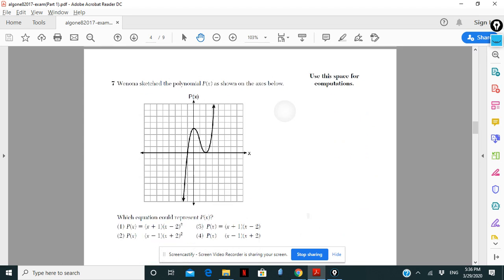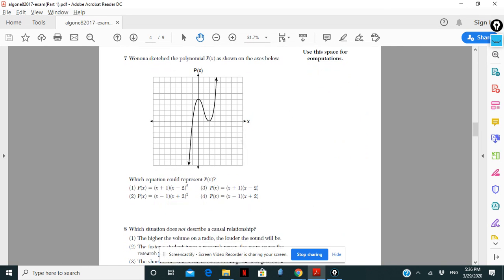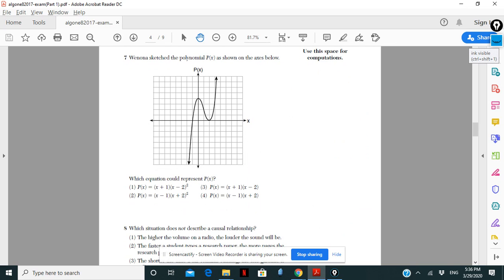Question number 7. In that case, we have a polynomial. He gives me a graph for the polynomial. We said that the real zeros are the x-intercepts.